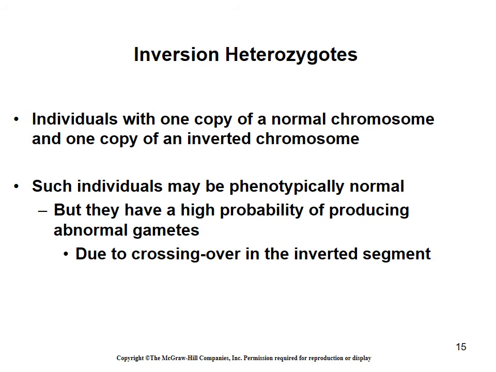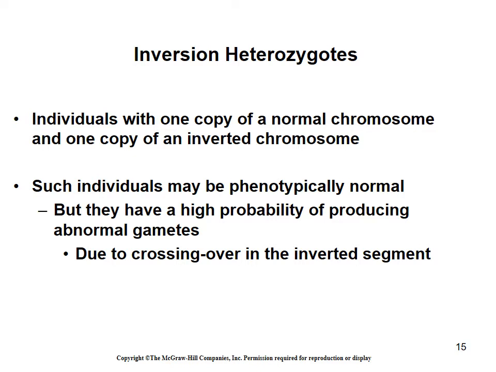Alrighty, so let's take a look now at what we call inversion heterozygotes. Inversion heterozygotes is when you come across an individual that has one copy of a completely normal wild-type chromosome and one copy that is inverted. So one copy has the normal order, A, B, C, D, E. On the other side, it's inverted, so we're going to go the other way. Because they still have the same amount of total DNA, the individuals tend to be phenotypically absolutely normal.